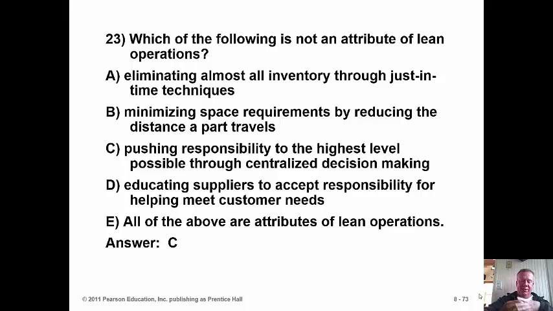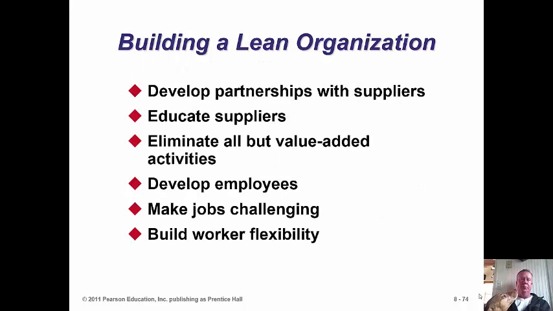Anyway, no centralized decision making. You've got empowered employees. You're trying to delegate responsibility downward and keep things in touch. So, building a lean organization: develop employees, make jobs challenging, build worker flexibility.